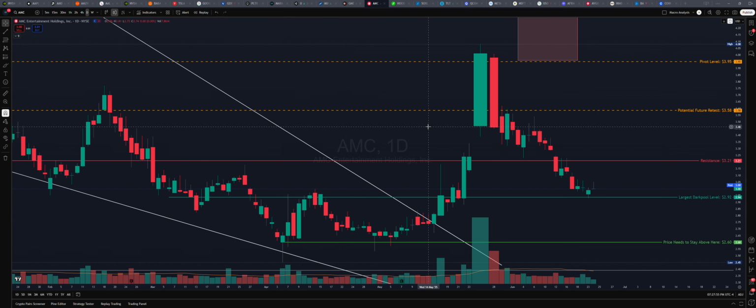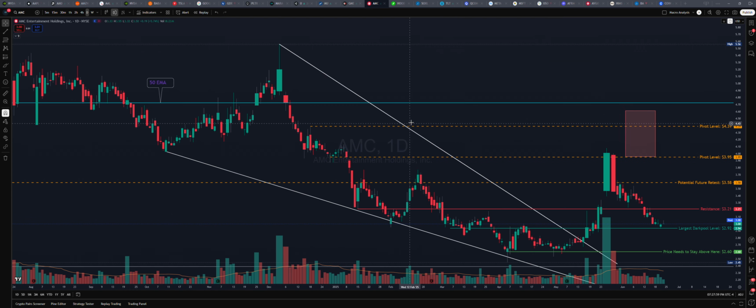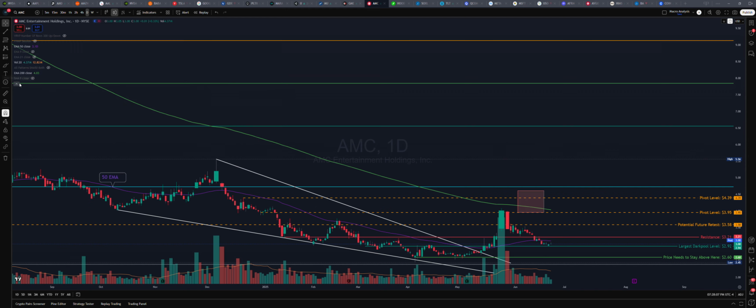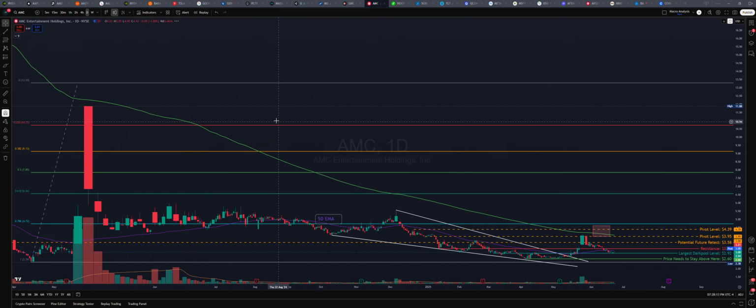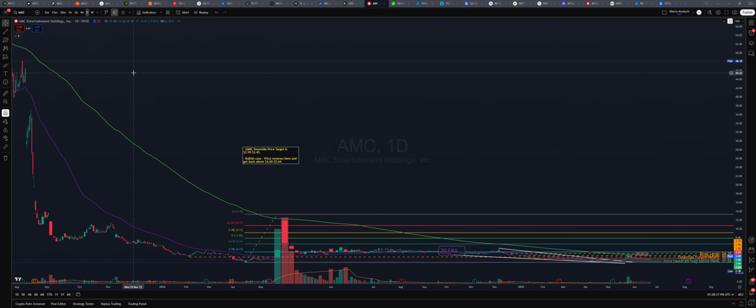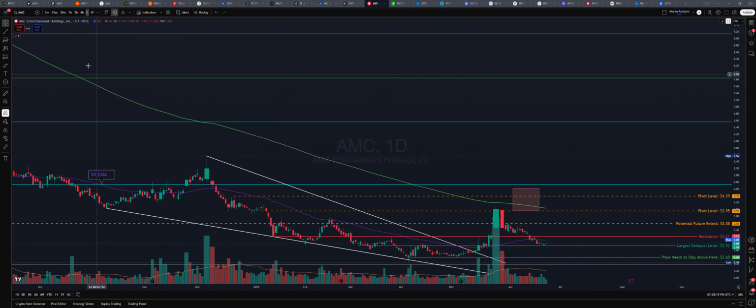What I'm looking for here at AMC: AMC had a breakout of this falling wedge right here. Let me put back up the 50-day moving average and the 200. Now, it did the same. We're below the 200-day moving average continuously. You haven't been able to break that 200-day moving average, so it's acting as a huge resistance level.